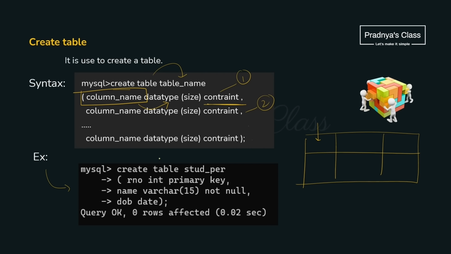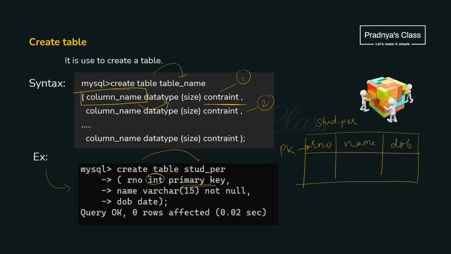Let's take one simple example. We are creating one student personal detail table. The first column is roll number, the second is name and the third one is date of birth. We have applied primary key constraint on the first column. We can also write not null if you don't want to enter any null value to it. And the third is of date type.